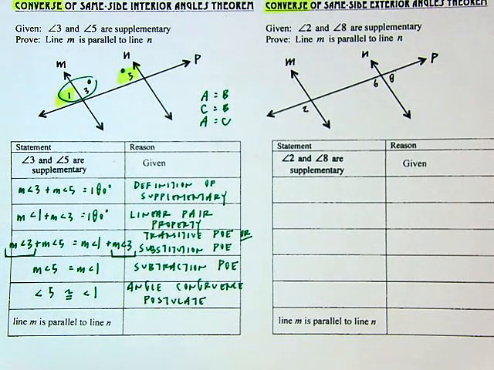Okay, so now looking back at my picture, have I connected a pair of corresponding angles? Have I showed that they're congruent? I have. So now I can reach my conclusion that the lines have to be parallel because of the converse of the corresponding angles postulate.